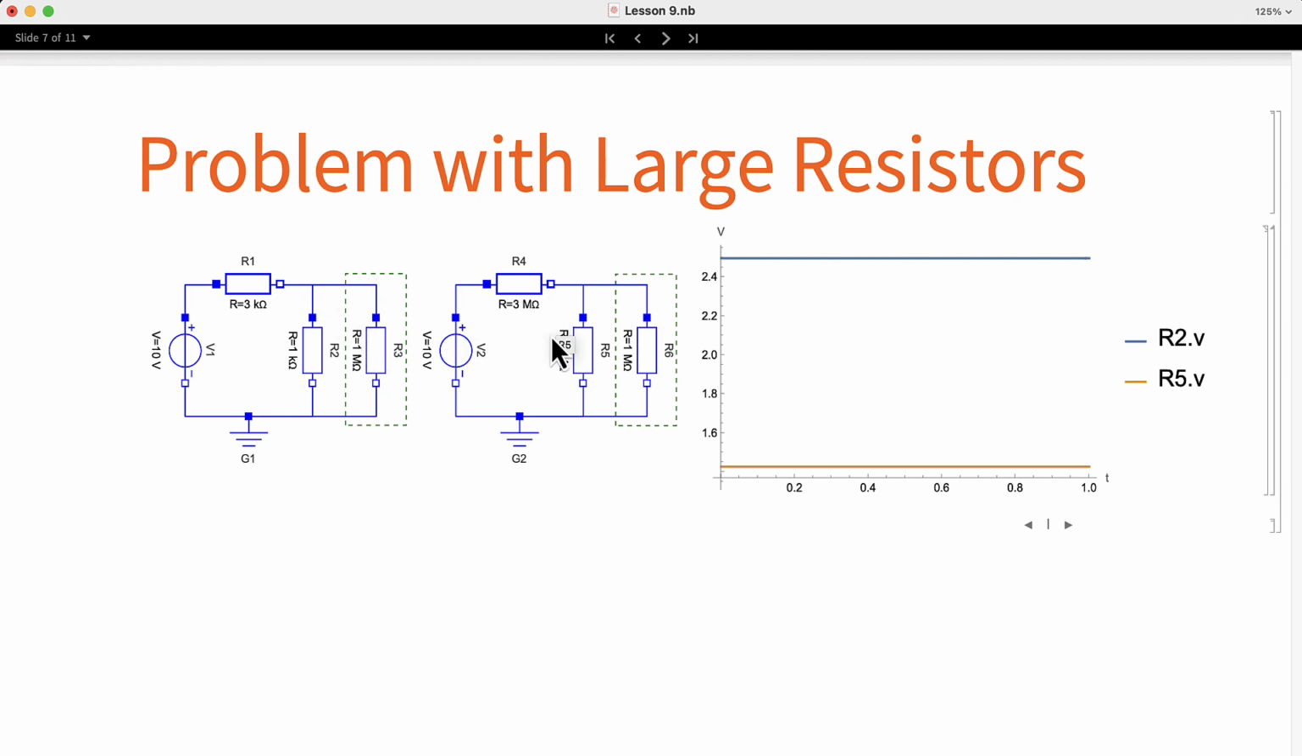On the circuit in the right, we can see that the results are completely off. We have 1.42 volts instead of 2.5. The reason is that in this case, these two resistors, which are 1 mega ohm, are connected in parallel, and that makes a half mega ohm resistor. Therefore, the formula is not correct. So there is a lot of current flowing through here, but also through here.